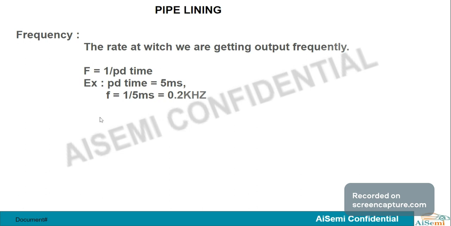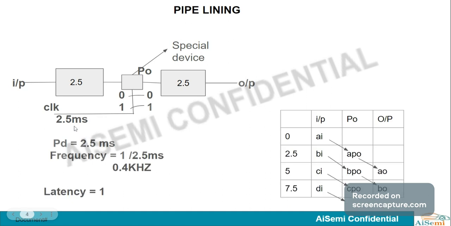Okay, one more thing: I want to reduce the propagation delay time. How to reduce the propagation delay? Simply, the solution is to increase the size of the transistor width. Then the flow of current is easier, so it takes less time. To reduce the propagation delay, we increase the size of the transistor width. Okay, this is the pipelining.